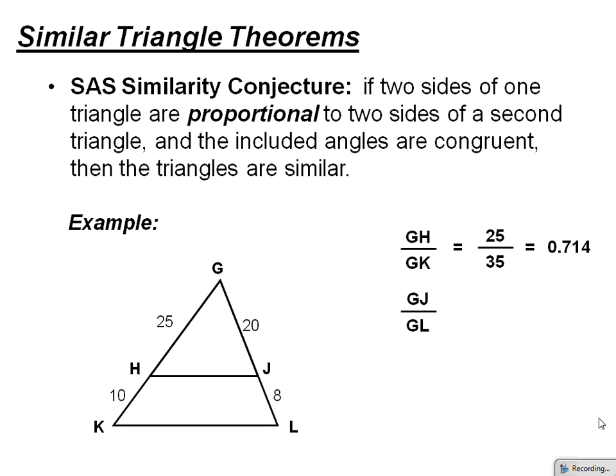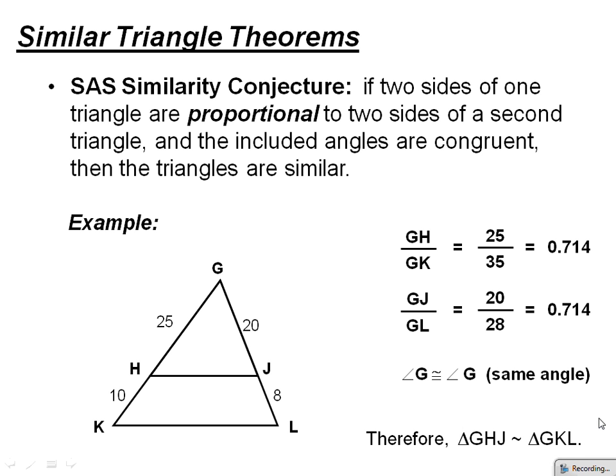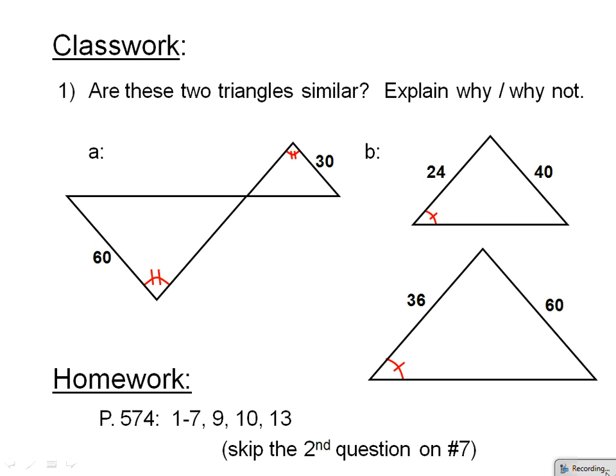Likewise, the ratio of length GJ to length GL is 20 to 28, which also works out to be 0.714. So because we have two proportional side lengths between the two triangles and a congruent angle between the two triangles, the same angle, angle G, we can therefore conclude that triangle GHJ is similar to triangle GKL based on the SAS similarity conjecture. Thus concludes today's lesson.